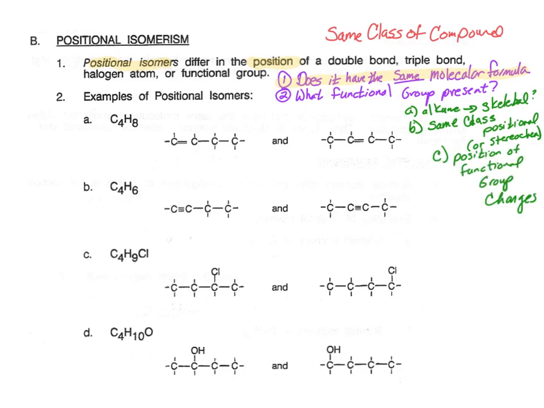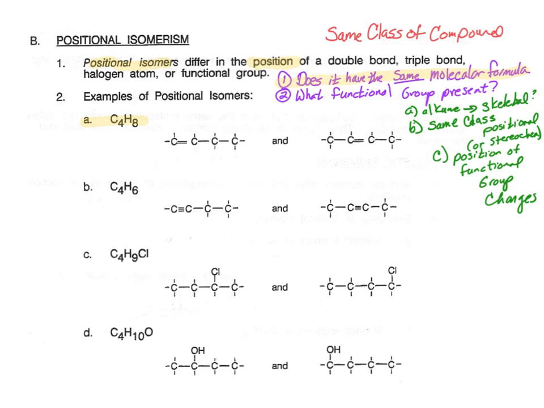As I go through these examples, I'm going to also give you some practice with classifying the compound and then with naming each of the two compounds. So let's look at letter A first, which is C4H8. We're going to have two different versions of C4H8. Step 1, are these possibly isomers? Well, they both have C4H8, so we know that they could possibly be isomers. They could also be the same, but we'll come back to that.